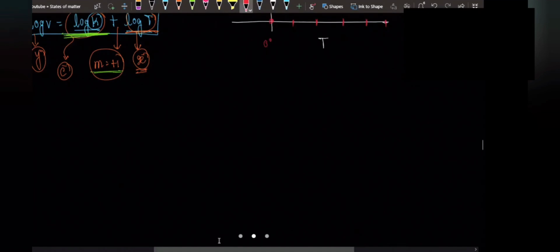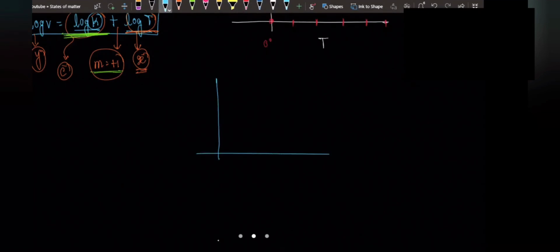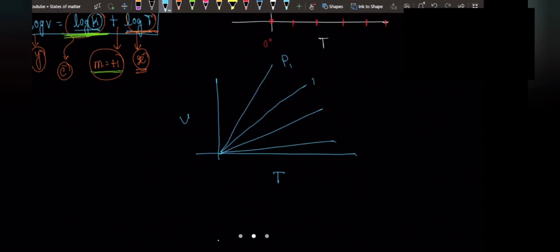Let's say I have a diagram of V versus T, and the diagram goes like this. V1, V2, V3, V4. Now tell me, which pressure is more? Which of the following pressures are more?